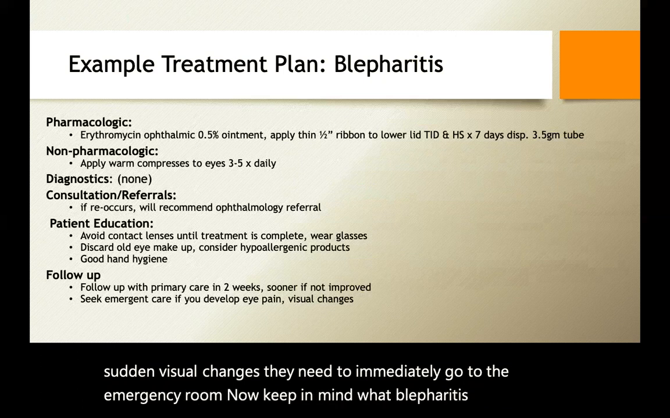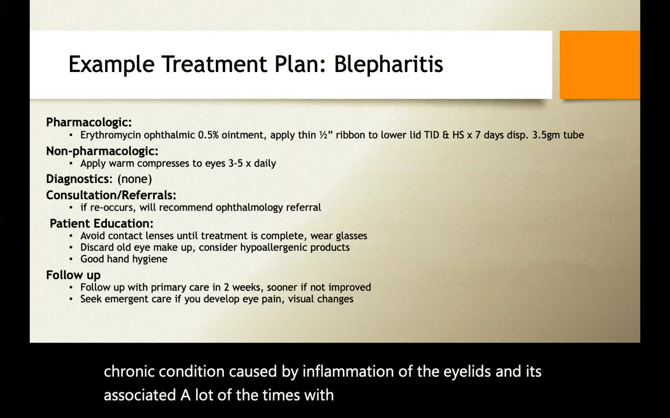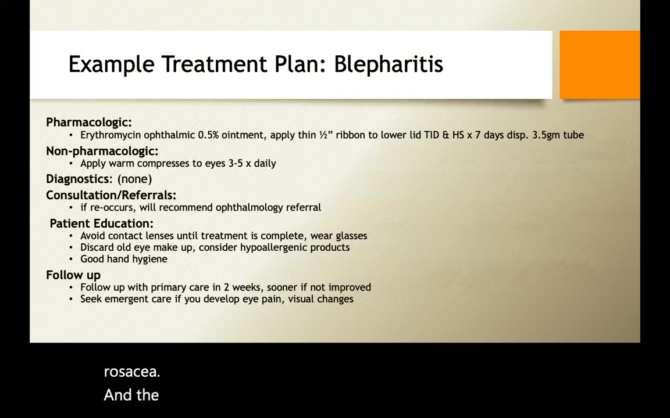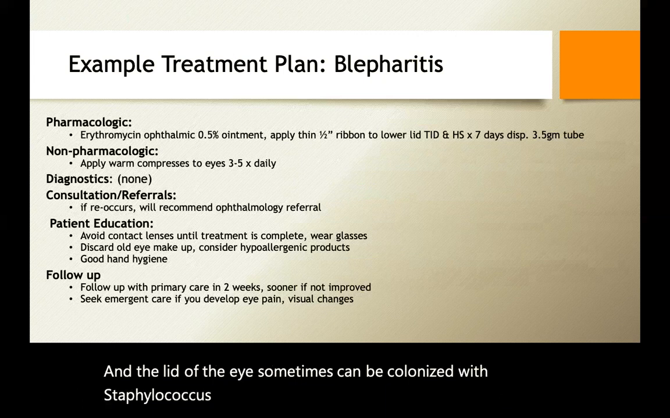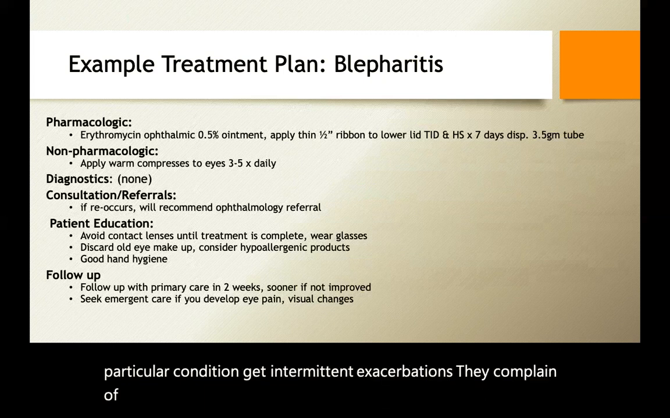Now, keep in mind what blepharitis is. It's a chronic condition caused by inflammation of the eyelids, and it's associated a lot of the times with seborrheic dermatitis and rosacea. And the lid of the eye sometimes can be colonized with staphylococcal bacteria. So a lot of the times patients with this particular condition get intermittent exacerbations. They complain of itching or irritations in the eyelids. They sometimes get a gritty sensation, eye redness, and crusting.